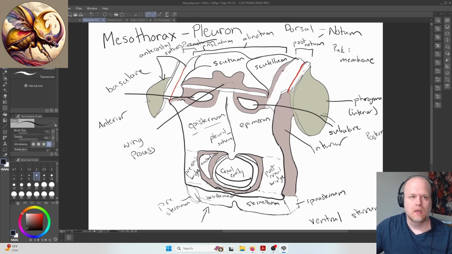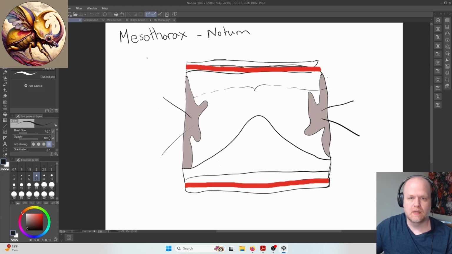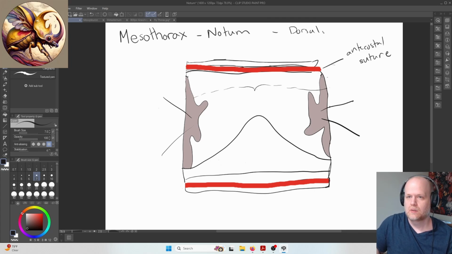So if we go to what the notum itself looks like, just from the top. Again, these red lines are the anticostal sutures. This is the top view, dorsal view. Associated with the phragma. This is where the wing attaches. This is where the other wing attaches. Pink is the membrane again.